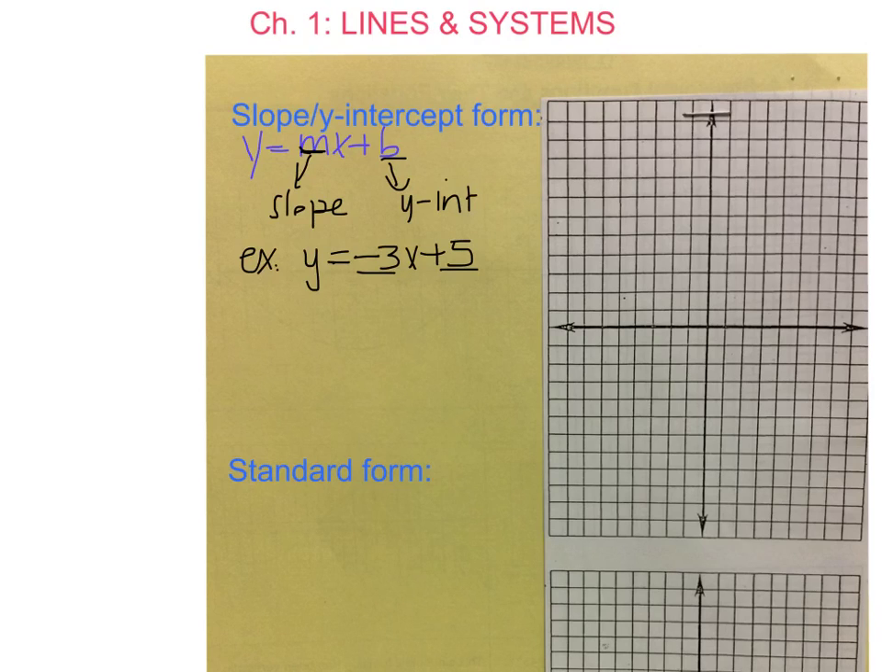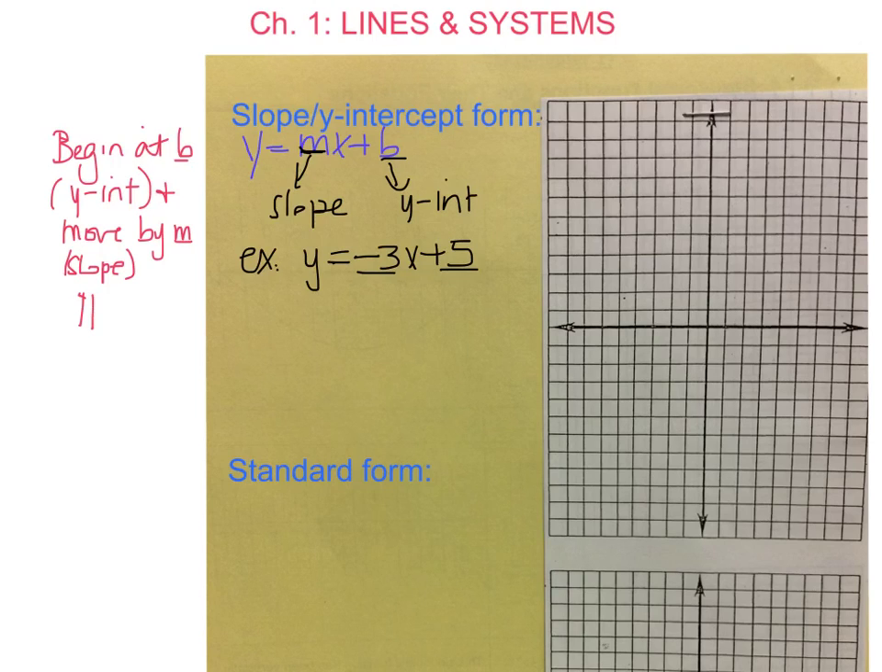When you're given an equation in slope y-intercept form and you want to put it on a graph, there's a general rule. The general rule says begin at b, which is the y-intercept. So you start at the point where the line crosses the y-axis, and you move by m. And again, m is your slope. To move by the slope, we follow the rules of rise over run. So whatever the numerator of our slope is, that's the number of units we move either up or down, and then we move over to the right by the denominator.